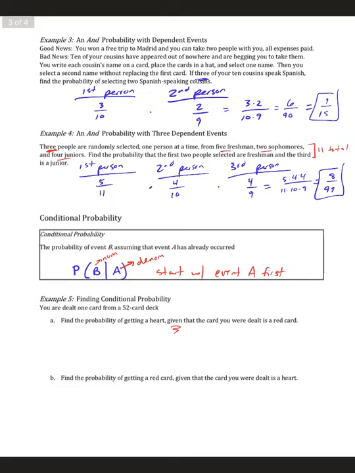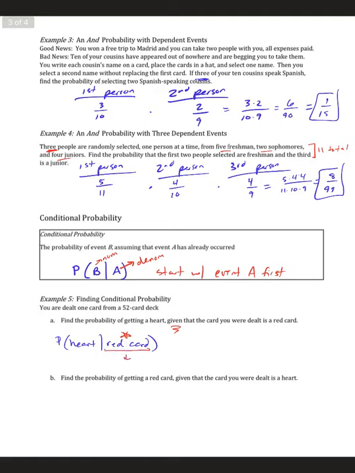So to set up this problem, we want to start with the formula. We want to find the probability of getting a heart given that we chose a red card to start with. So again, like I said, you want to start with your event A first. So we want to think of a red card. How many red cards are there in a deck?